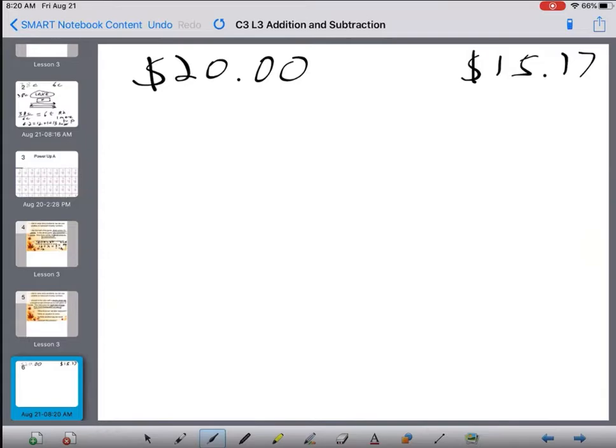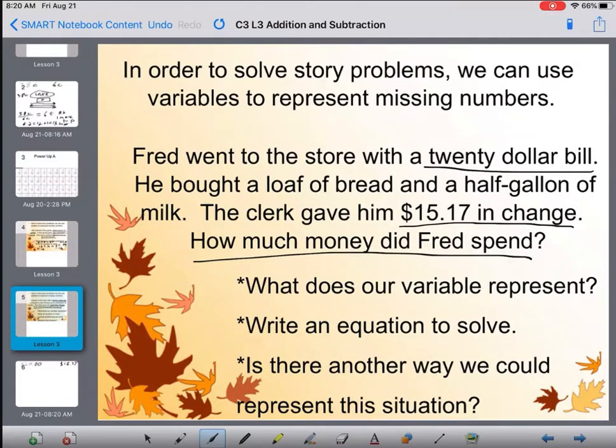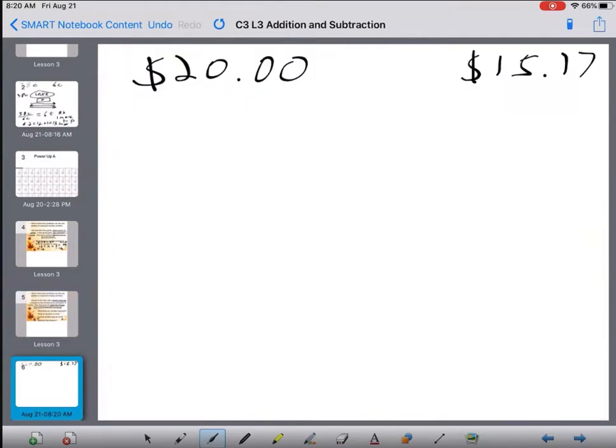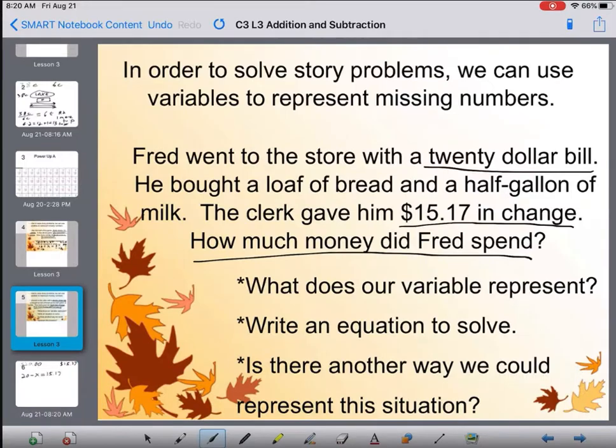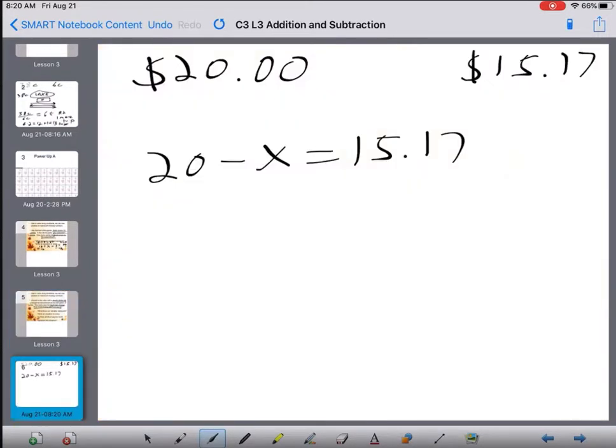So we're trying to figure out how much he spent. We don't know how much he spent. So we know that 20 minus x is going to equal 15.17, because this x represents how much he spent on the milk and the bread. In order to solve, we can isolate the variable on one side of the equation.